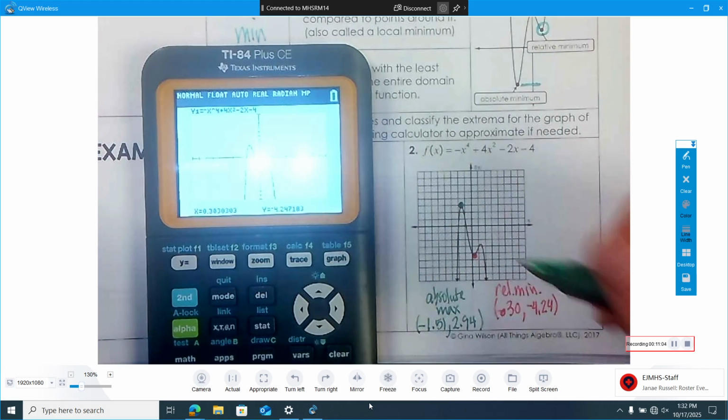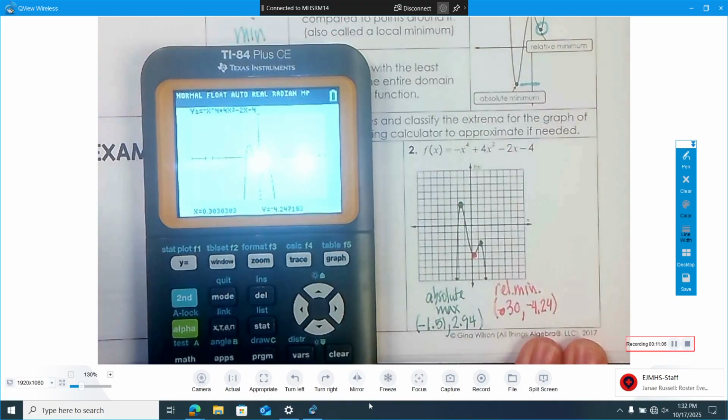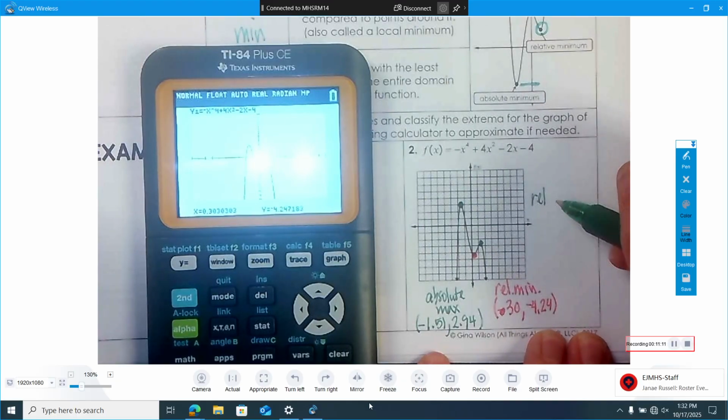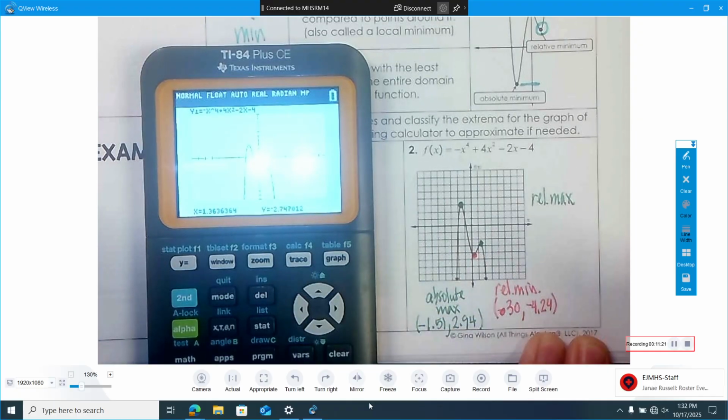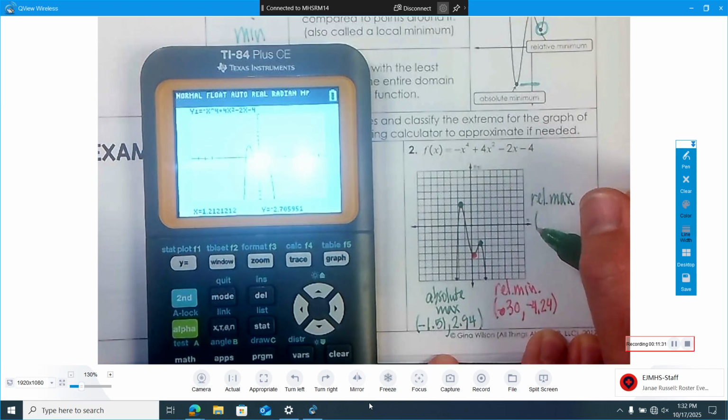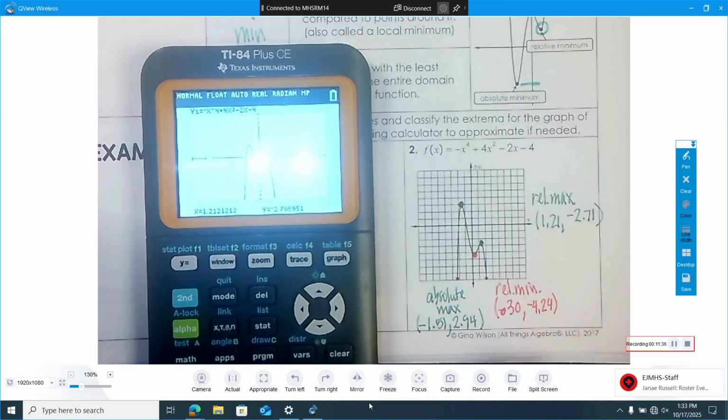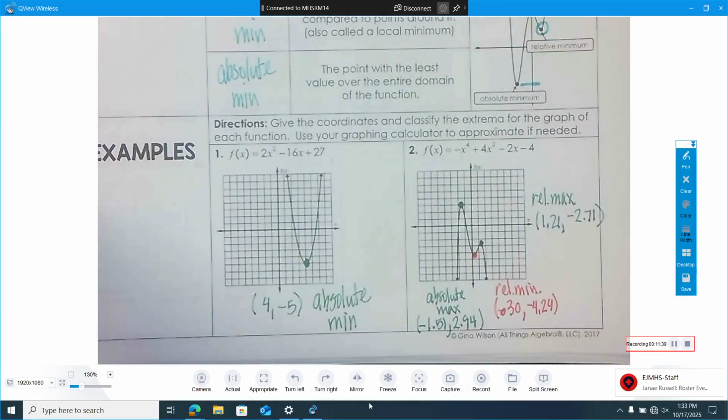And then, what would you call this one right here? Another relative maximum. Very good. So very easy, not too hard. All right, there's our relative maximum. Oh, that looks a little higher. Oh, yeah. Okay. All right, there we go. My relative max is roughly at 1.21 and then negative 2.71. There we go. These are just approximating.